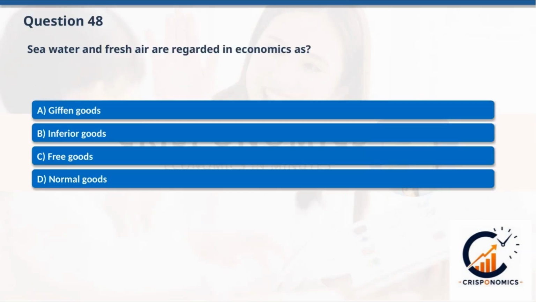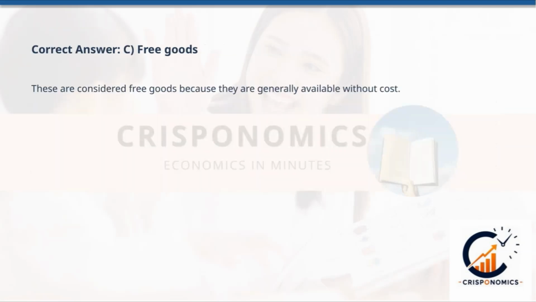Let's talk about how economics classifies goods, especially when it comes to things like seawater and fresh air. These are often called free goods because they're naturally abundant and don't have a price tag. They're different from normal goods, inferior goods, or the more unusual Giffen goods. So, when we ask how seawater and fresh air fit into economic categories, the answer is clear. They're free goods. We call these free goods because, quite simply, they're usually available without any cost.